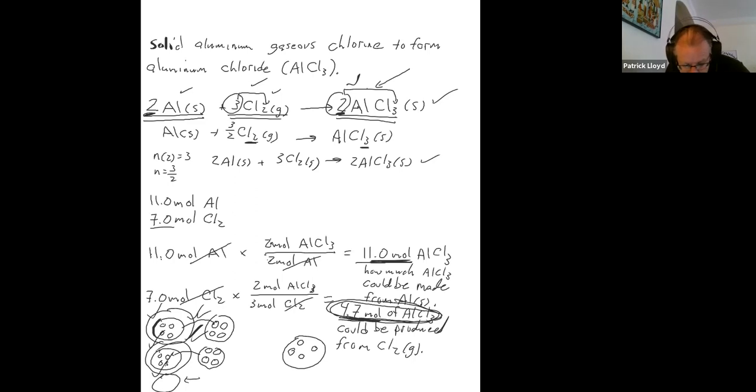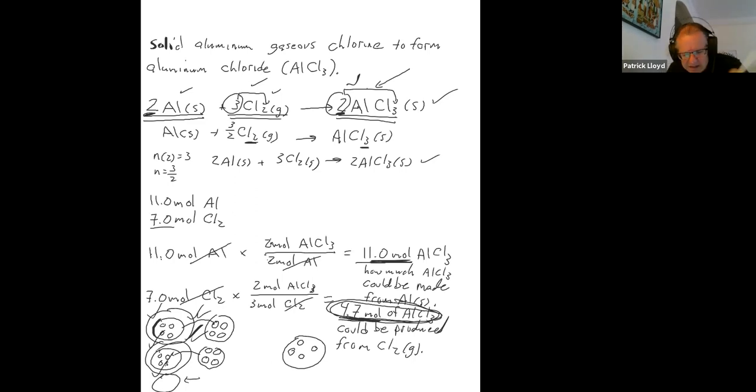So if I had put in 21 moles of chlorine, you get a different answer, because 21 times 2/3 is 14. So you get 14 moles. So now suddenly the aluminum would be a smaller number. And so aluminum would then give us the answer, 11 moles.